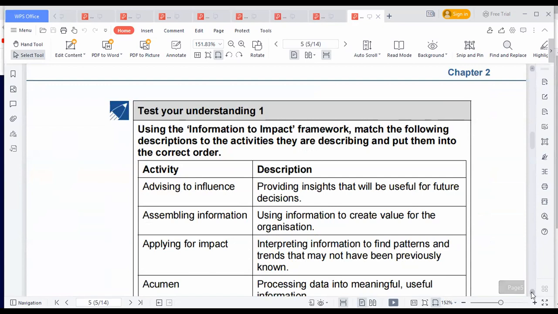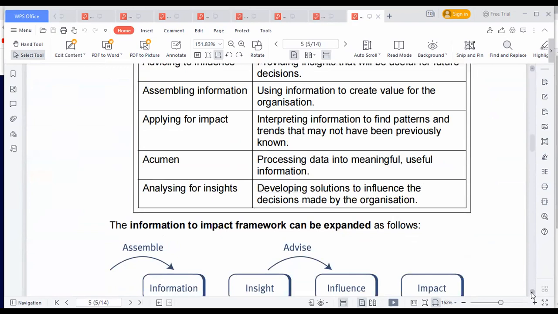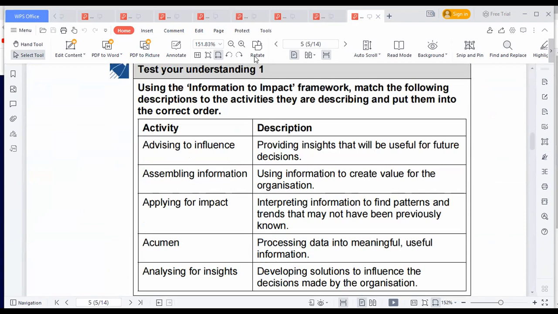So this is just to test your understanding. Can you tell me something, guys? Let's do a small exercise here. We've got the information to impact framework, right? I want you to match the activity and the description. Are we together? Activity and description.